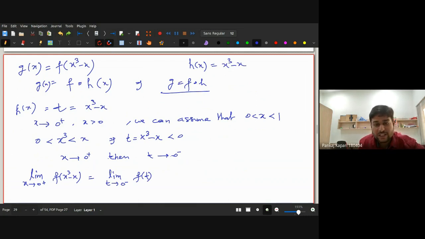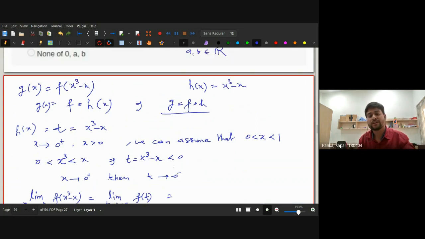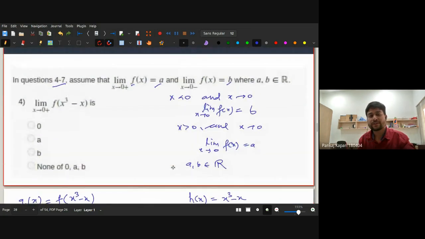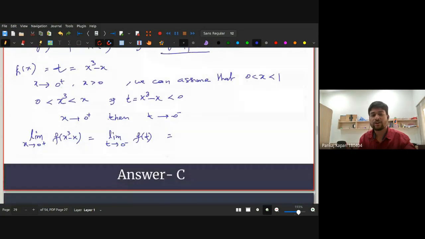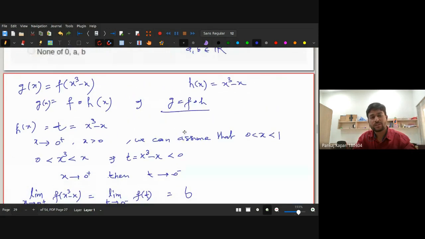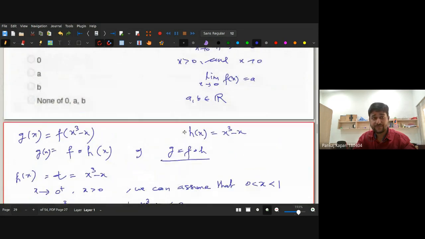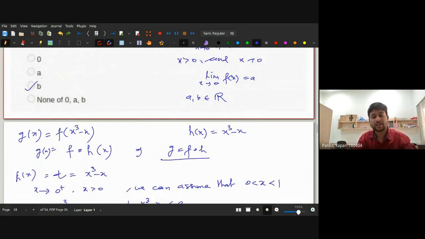So when x is positive, t is negative. Basically that means that. And now it's given, what is this limit? It is given that when t approaches from the left, the limit of the function is b, right? The limit of f is b if t approaches from the left. So that means our original limit must be b. That is, the third option is correct here.